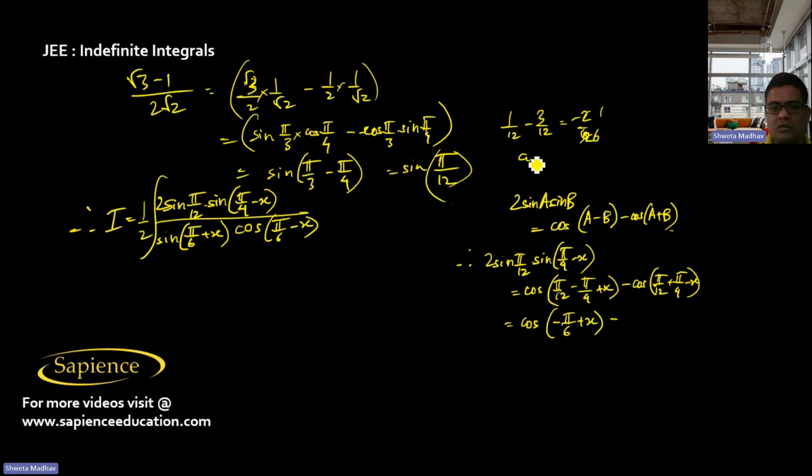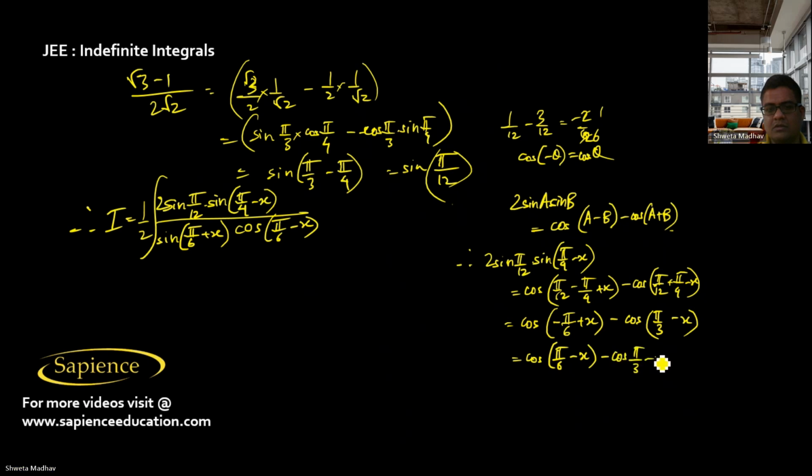And we know that cos of minus theta is equal to cos theta. This will be cos of 1 by 12 plus 3 by 12, so 4 by 12, that is pi by 3, pi by 3 minus x. So this will be cos of pi by 6 minus x minus cos pi by 3 minus x.